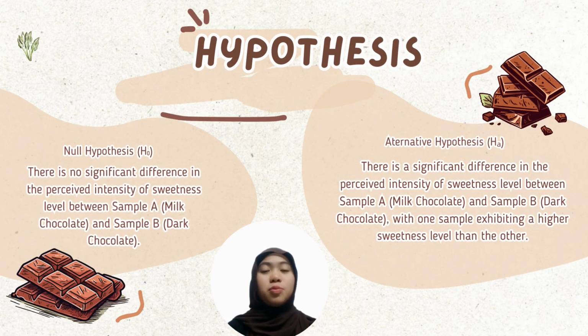In this test, we have 2 hypotheses. The first is the null hypothesis. It states that there is no significant difference in the perceived intensity of sweetness levels between sample A, which is milk chocolate, and sample B, which is dark chocolate. The second is the alternative hypothesis. It states that there is a significant difference in the perceived intensity of sweetness levels between sample A, which is milk chocolate, and sample B, which is dark chocolate, with one sample exhibiting a higher sweetness level than the other.